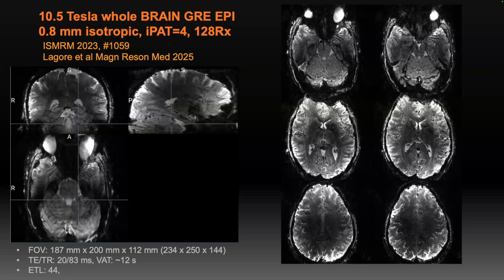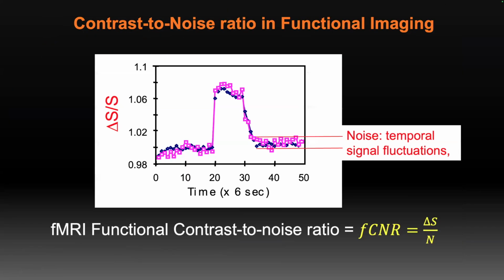Of course, in EPI images, there are signal losses and distortions. We all know that. They are intrinsic to it. But at 10.5 Tesla, the situation is not worse. Now, one of the things that we were very much interested in is, of course, what is the contrast to noise ratio for BOLD fMRI at 10.5 Tesla? So you can define this contrast to noise ratio as the signal change in an fMRI experiment versus the signal fluctuation. So it's this delta S over noise.